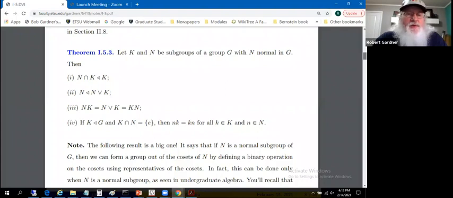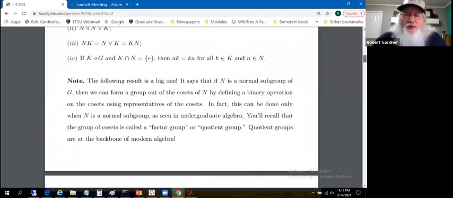Okay, so there are some properties of normal subgroups given to us in terms of the definition. What's your interest in normal subgroups? We can make quotient groups using normal subgroups. And that's the next result. The following result is a big one. It says that if N is a normal subgroup of group G, then we can form a group out of the cosets of N by defining a binary operation on the cosets using representatives of the cosets.